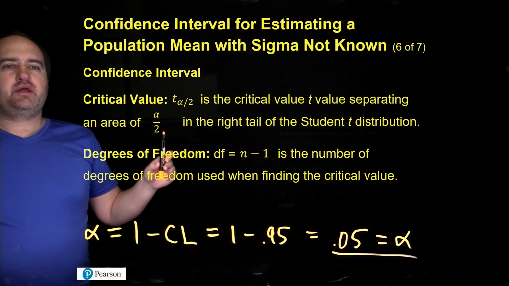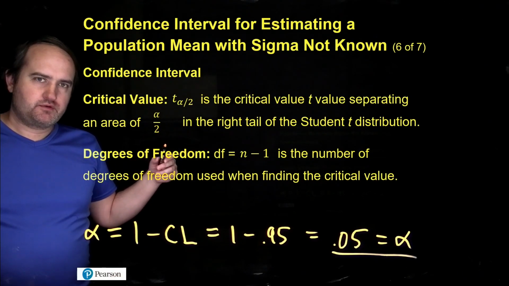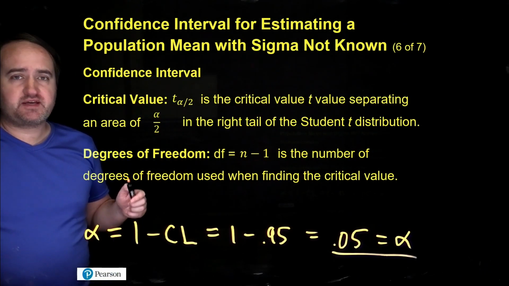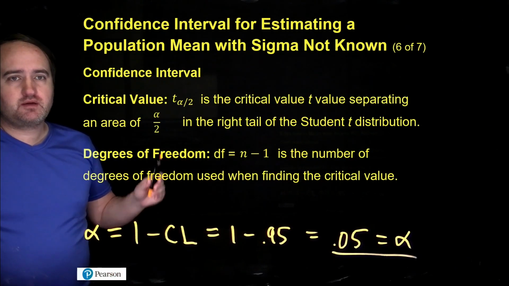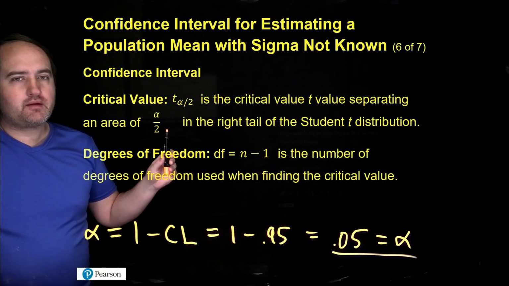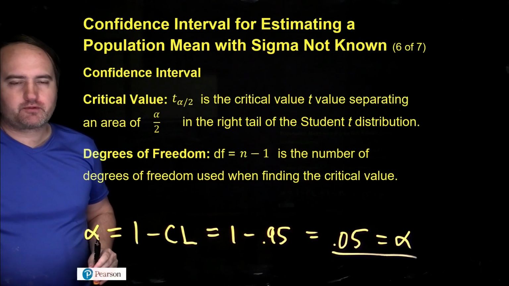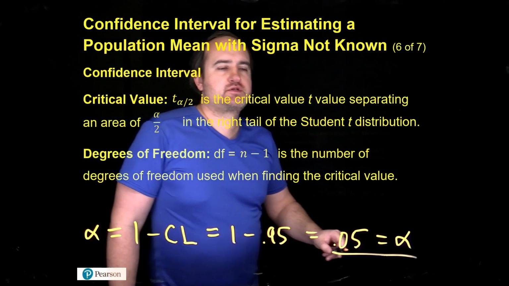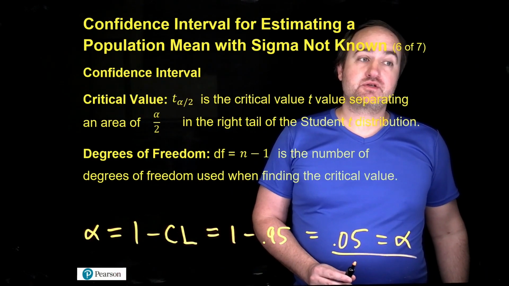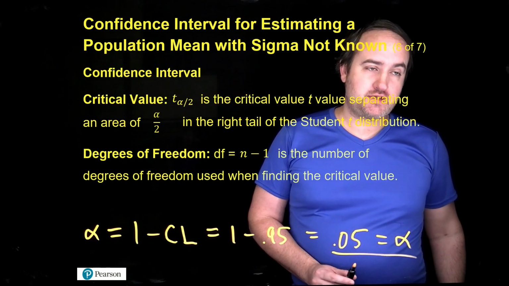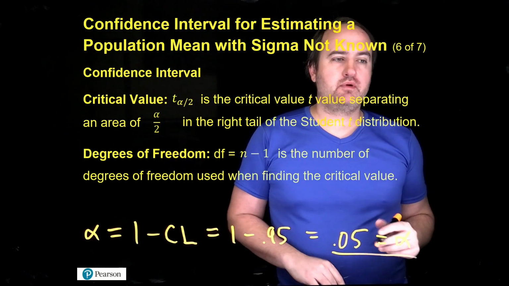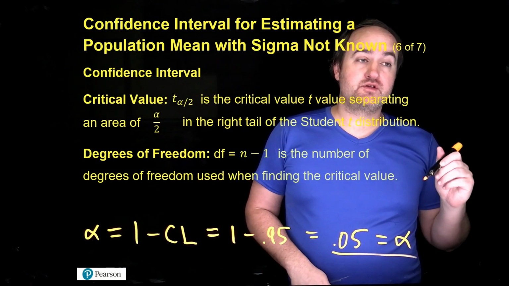If the area in the right tail is alpha over 2, that means the area in the left tail is also alpha over 2, which means the area in two tails is alpha over 2 plus alpha over 2, which is alpha. So this alpha, which you can get from 1 minus the confidence level, represents the area in two tails. Even if you don't entirely understand what that means yet, just remember that alpha represents the area in two tails.